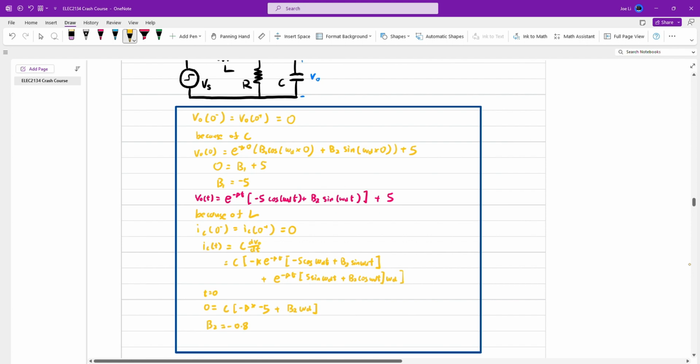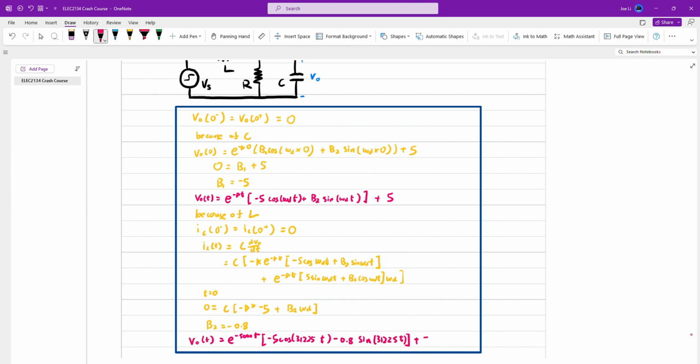And finally, we can write out our final line of working, which is what the question asks for. E to the negative 5,000, which is alpha t, times negative 5 cosine 31225, which is omega d, t, minus 0.8 times sine 31225 t. And believe me or not, this is actually correct. And if you don't believe me, just plot it in LTspice, you get the exact same graph.